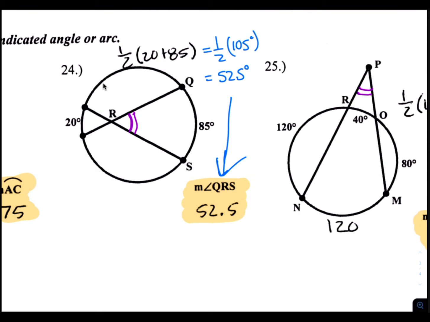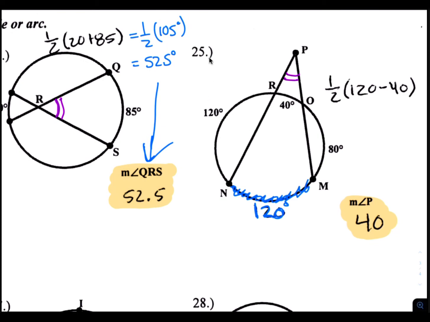All right, in number 24, we're trying to find the measure of angle QRS, which is this marked angle here. Now we know that this marked angle inside the circle is half of the two intercepted arcs. So that's half of arc 20 plus arc 85. 20 plus 85 is 105, and half of that is 52.5. So the measure of angle QRS is 52.5.